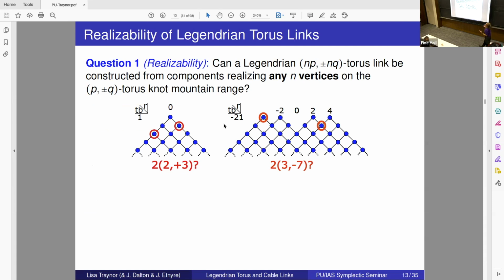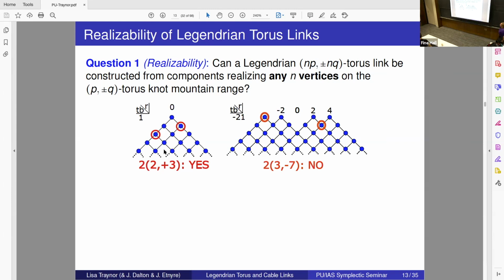So first you have to understand realizability. Remember, if you take a 4-6 torus link, it's 2 components, each of which is a 2-3. So I'll draw the tree for the 2-3. This is the mountain range for the 2-3. And then I can ask, can I realize a 4-6 using those 2 components, those 2 vertices, which means each component would have those TB and R values? Or if I did a 6 minus 14, same question. Can I realize it using 2 components with those TB and R values, those shapes? So for example, this one you could realize, but this one you cannot.